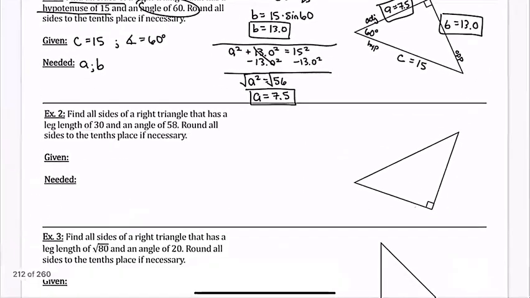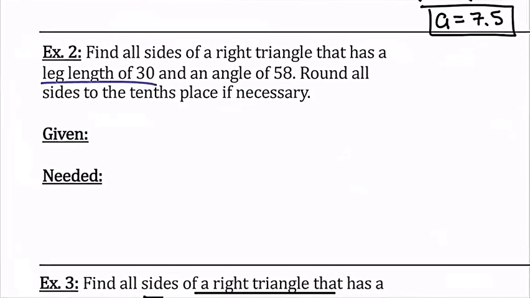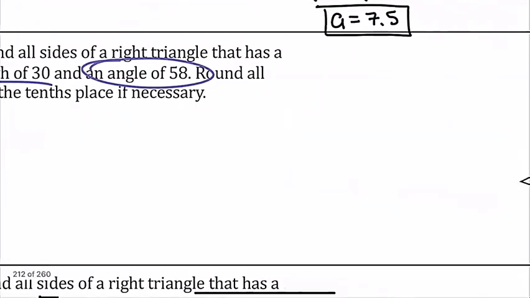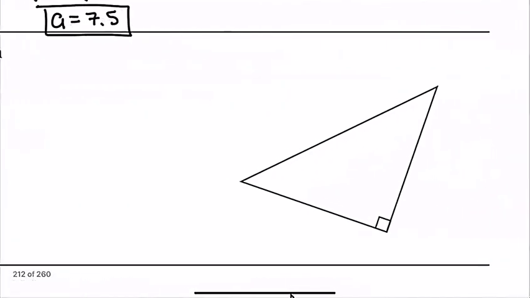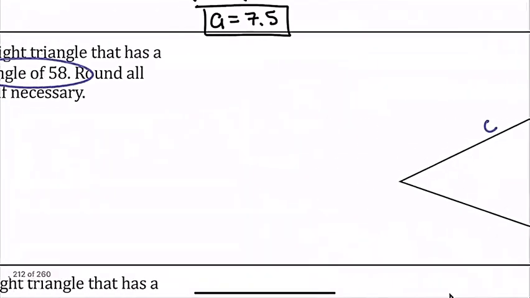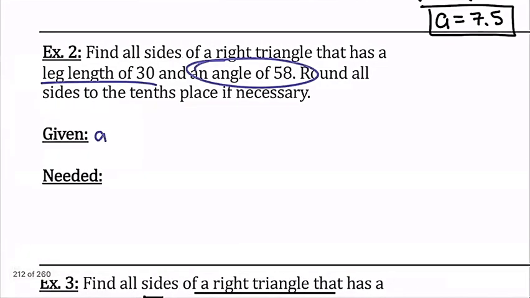Okay, let's do it again. Number 2 says, find all sides of a right triangle that has a leg length of 30 and an angle of 58. Round all sides to the tenth place if necessary. So leg length of 30. They specifically did not say hypotenuse, so we don't have C. Leg length would be A or B. It doesn't matter which one. You can call it whichever one you want. They're interchangeable, so I'm going to say it's A.